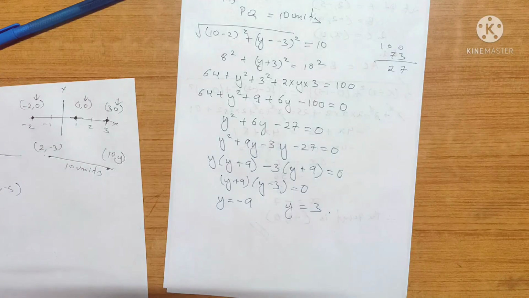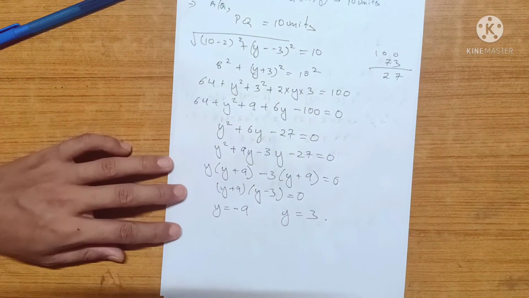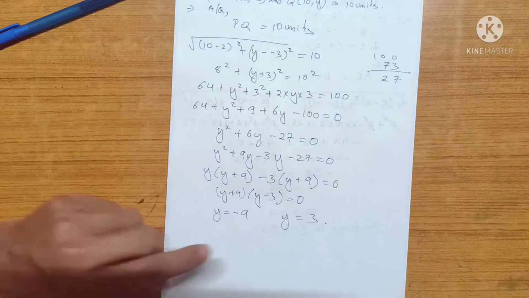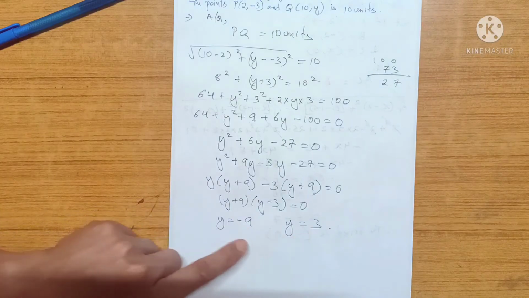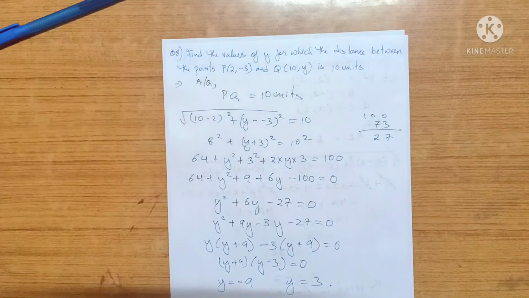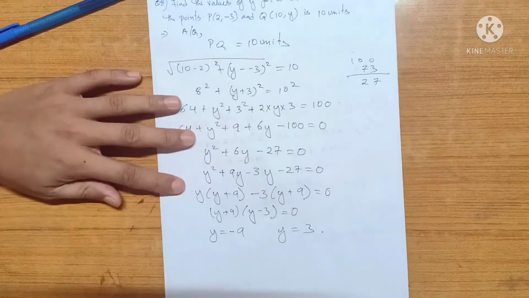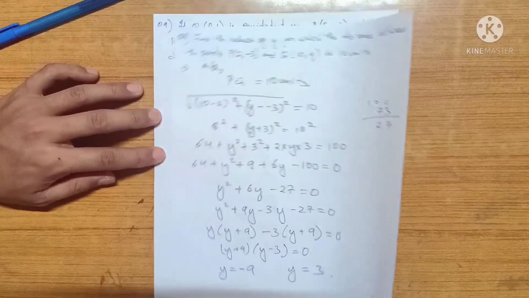So we have two equations here, two values of y here. So y is equal to 3 or y is equal to minus 9. For both values of y, the point will lie exactly at the same distance of 10 units from point P. So that's it. Let's do question number 9.